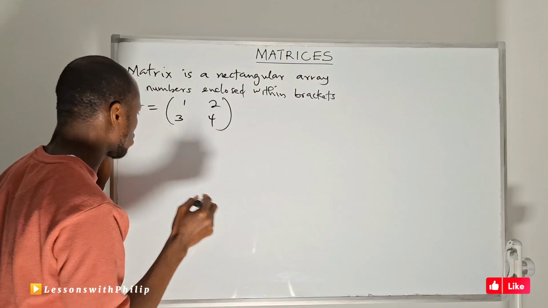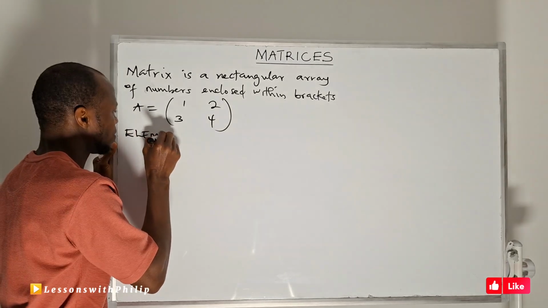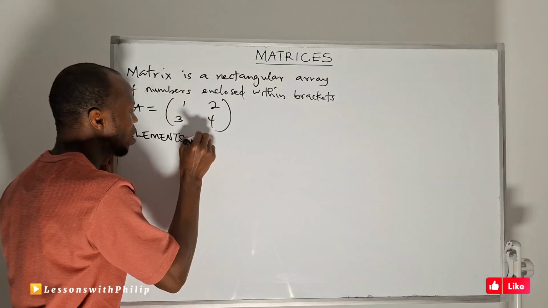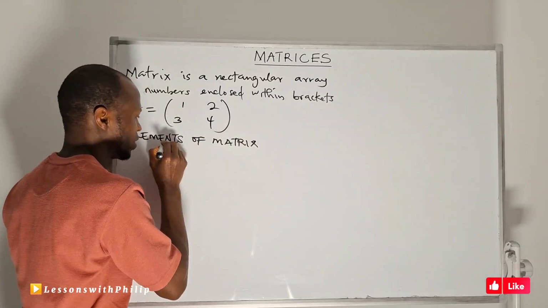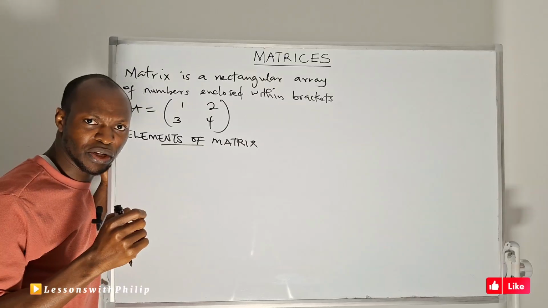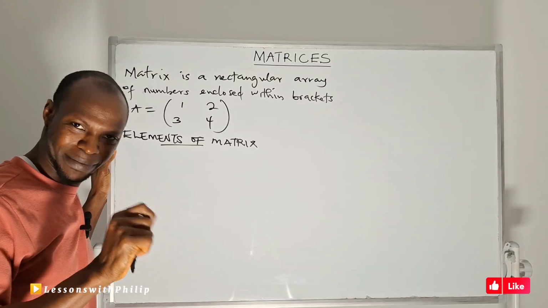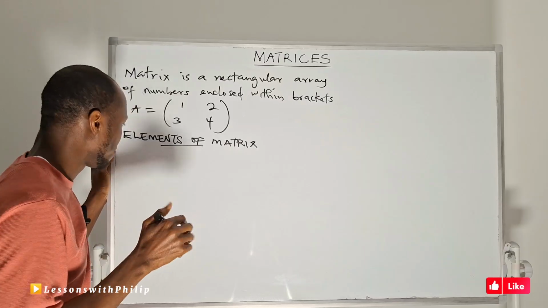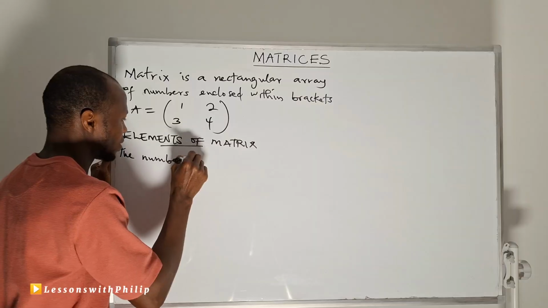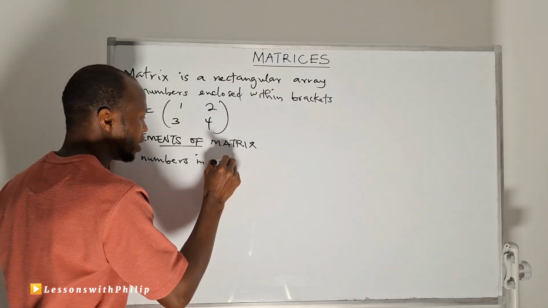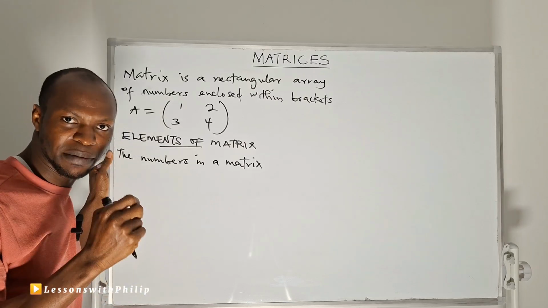Okay, now let's go further to elements. Let me explain the element of a matrix. What do you mean by an element of a matrix? Each number in a matrix is known as an element of the matrix. The numbers in a matrix are known as the elements of a matrix.